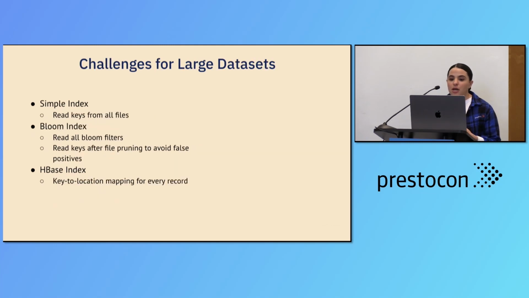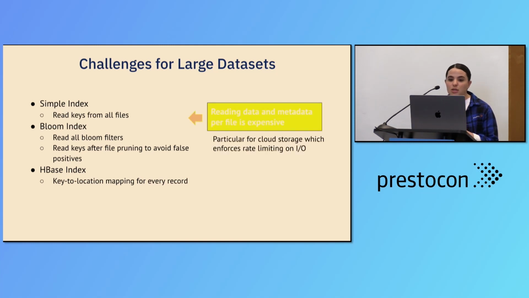But there are a couple of challenges when using some of these indexes at large scale. In particular, with the simple and Bloom index, you need to read either the keys or the Bloom filters on all the files, and they have to read some data or metadata per file. When you're getting into large data sets, it can be particularly expensive because cloud storage enforces rate limiting on I/O, which means that you can only send certain amounts of RPC calls to the cloud storage to read the data. This can also create bottlenecks for the index.